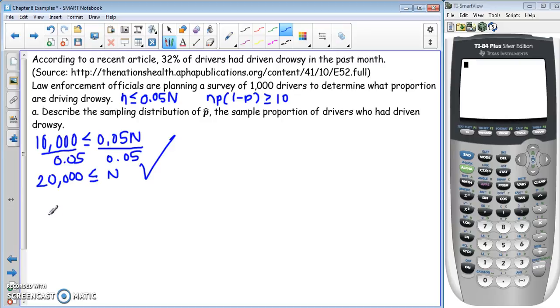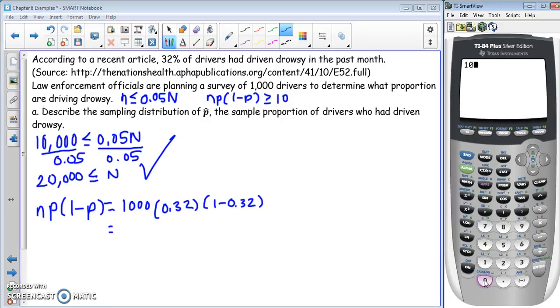Our other condition here is that n times p times 1 minus p is greater than or equal to 10. So n is 1,000 and p is 0.32. We calculate this out: 1,000 times 0.32 times 1 minus 0.32. We get 217.6, which is greater than or equal to 10. So we know that it's normal.